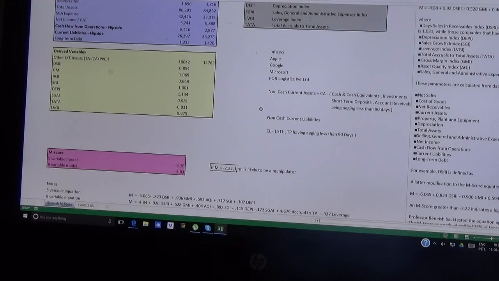Considering this fact, these models are very good. These models help you in doing financial analytics. But at the same time, these models are also probabilistic in nature. They are not very firm in nature. Please don't be blind that if M is greater than minus 2.22, then it means exactly this is a case of manipulation. No, this may or may not be a case of manipulation. So these are a few things we need to understand, and this is the way financial analytics is growing.